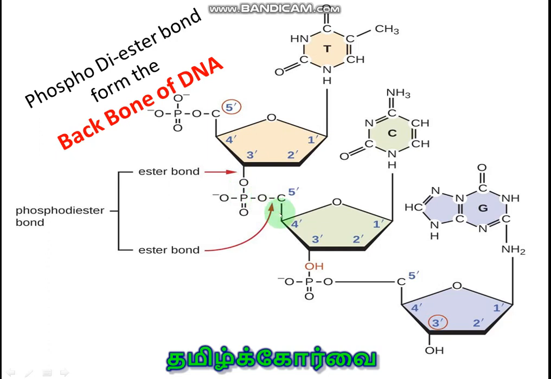In the same way, the fifth carbon of the following deoxyribose sugar establishes an ester bond with the oxygen of the phosphate. So two ester bonds are produced from one phosphate. Here it is called a phosphodiester bond. Likewise, phosphodiester bonds are continuously formed, so it becomes one DNA strand. So it is the backbone of DNA.